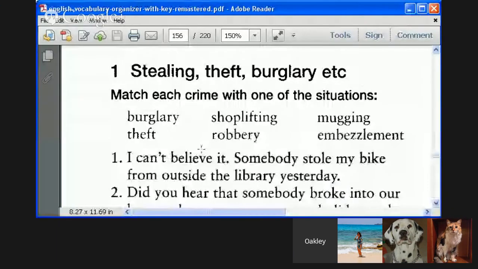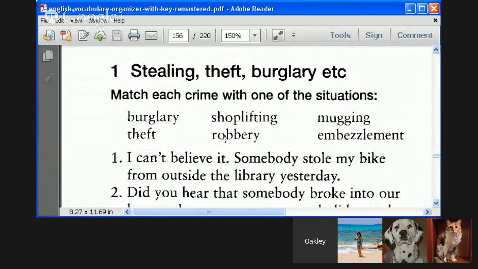I'm going to do a screen share, and we're going to talk about crime. We're going to do this by looking at some exercises as we go along. We'll also have a little discussion and conversation about some of these terms and concepts.